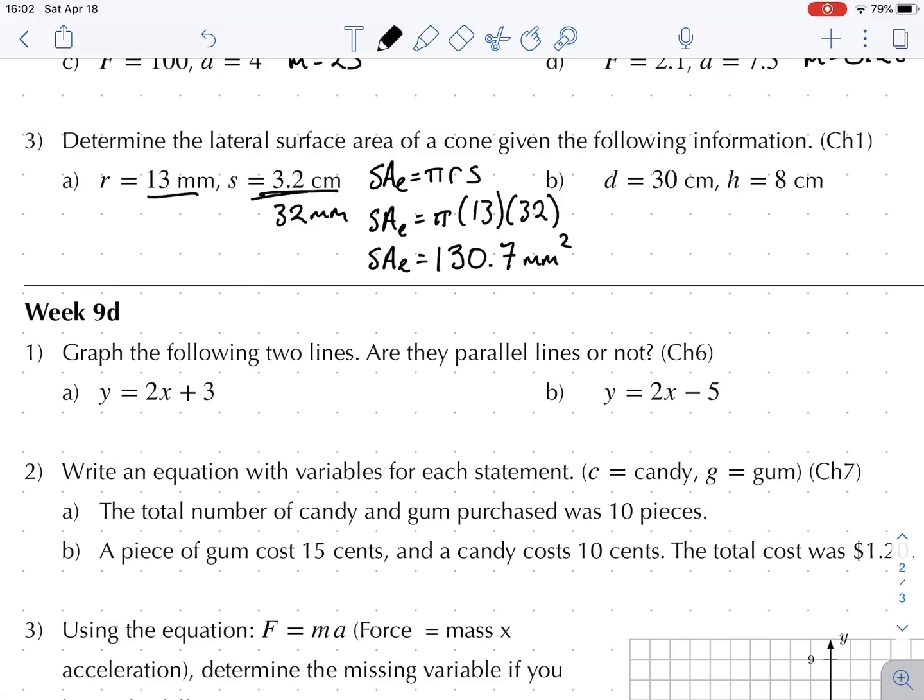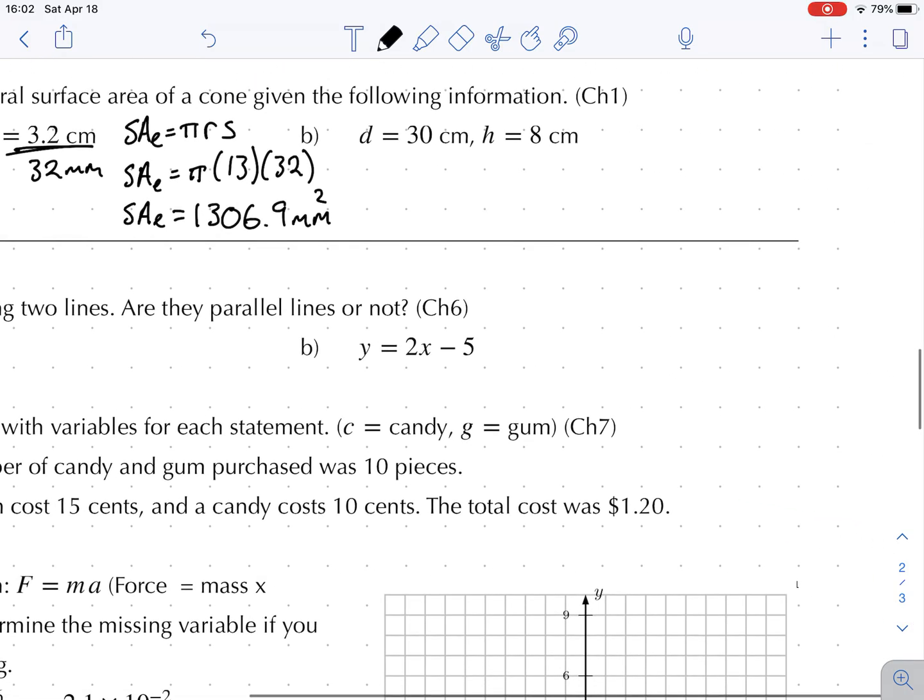And we are going to get 13 times 32 times pi, 1,306.9. And there's our answer. Notice how we just multiplied the answer by 10. We multiplied one term in our multiplication question by 10, and our answer just got multiplied by 10. All right, let's take a look at D.